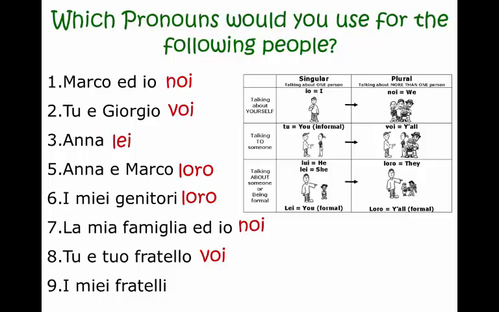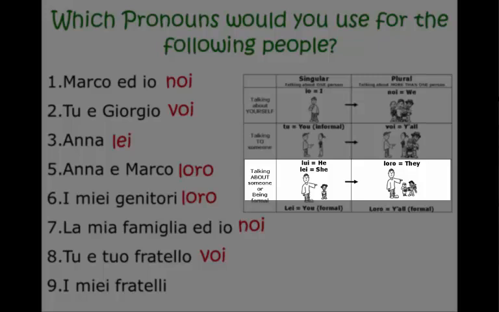And last but not least, I miei fratelli, talking about my brothers and sisters, my siblings. I miei fratelli, this is plural, I know because it ends in an I. So I'm talking about them. I'm down at that third row again. And since it's more than one, I'm on the plural side. So third row plural brings us to loro.